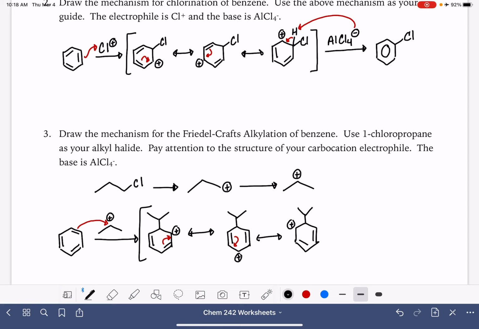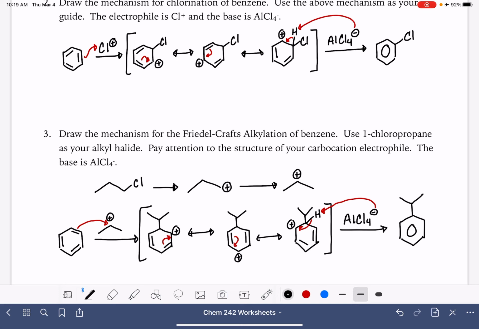And there they are. In the last step, we're going to abstract the hydrogen that is on the same carbon as our electrophile. The base that we're going to use is the same as the one that we used in the previous reaction, AlCl4-. The base is not always the same. Don't think that that's the case. We're going to grab that hydrogen and move those carbon-hydrogen electrons in to form a double bond. And there is the product.